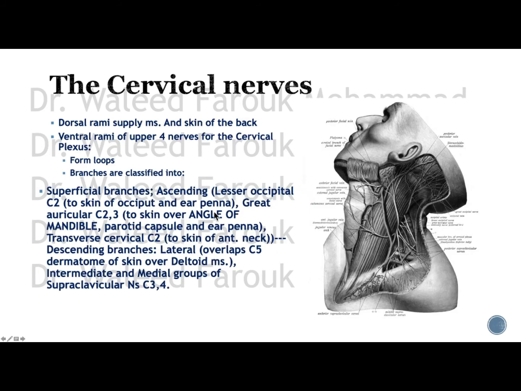Let's get to the cervical nerves. Now, we talked about if you have an essay question, discuss cervical nerves. Don't fall in this trap. Don't start by cervical plexus. No. Start by mentioning that you have ventral rami, dorsal rami. Dorsal rami do such and such, and then we come to the ventral rami. Here it forms the cervical plexus.